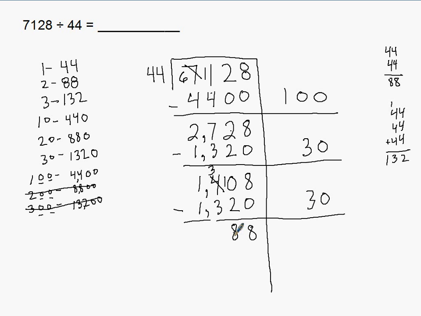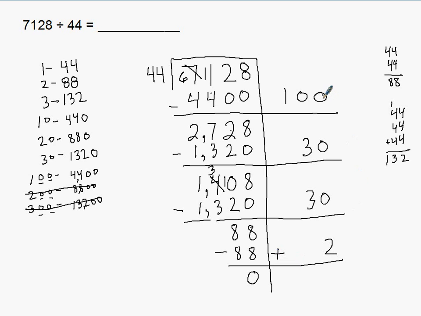And then what's the largest number I can subtract from 88? Well, as I look down my numbers, I can subtract 88. So we'll go 88 minus 88 leaves me with 0. And I can see that I multiplied 2 to get 88, so we'll put our 2 out here. And I have a remainder of 0.